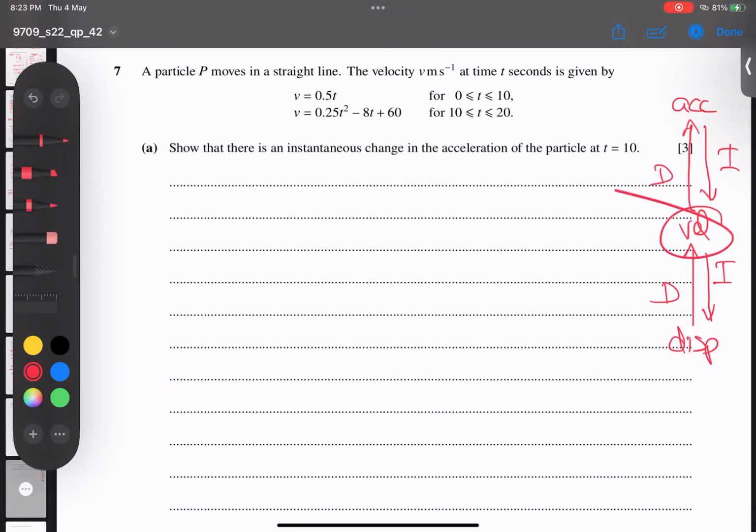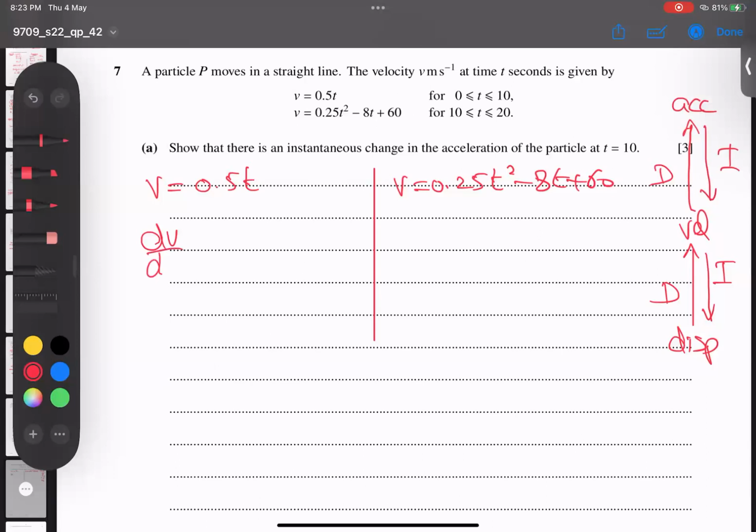So currently I'm on the velocity level and I need acceleration, so I will differentiate both expressions. Let's go, students, both expressions I'm going to differentiate. What is the differentiation here? dv by dt gives 0.5, so the acceleration becomes 0.5. That's it, and no need to plug in 10 because there's no t.